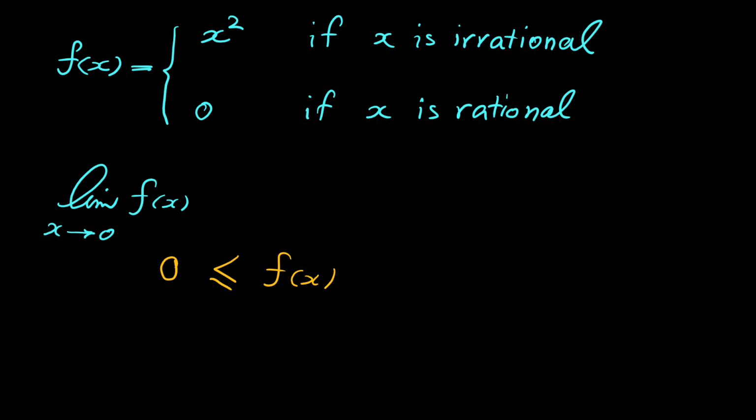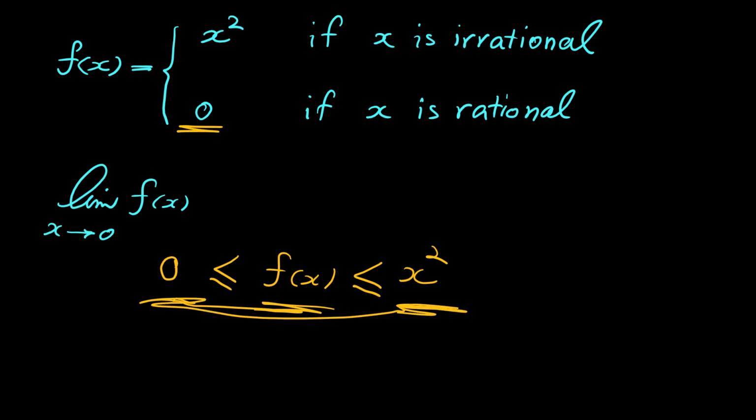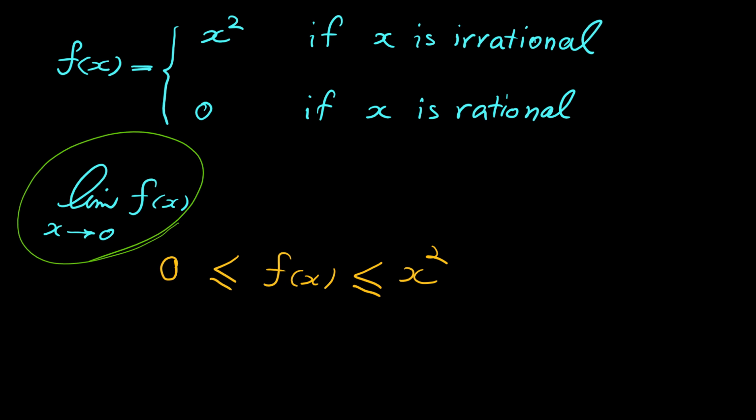And also we can claim that f of x is always less than or equal to x to the 2. Because if f of x is 0, then 0 is less than or equal to x to the 2. It is obvious. And if f of x is x to the 2, is x to the 2 less than or equal to x to the 2? Yes, it is. So for every value of x, f of x is between 0 and x to the 2. Now we have what we need for using the squeeze or sandwich theorem. We want to find the limit of f of x when x approaches 0.